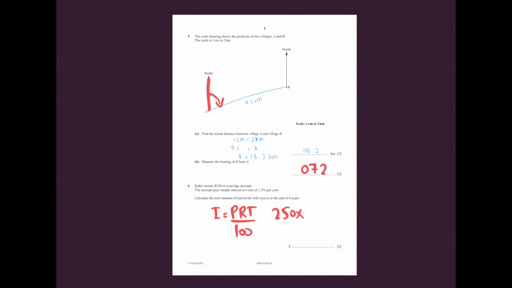Then comes simple interest. Its formula is interest is equal to PRT upon 100. Principal given to us was 250. Rate given to us was 1.5. Time was 4 years, and divide by 100. Without a calculator, first I'm going to cancel it and my answer will be 15.